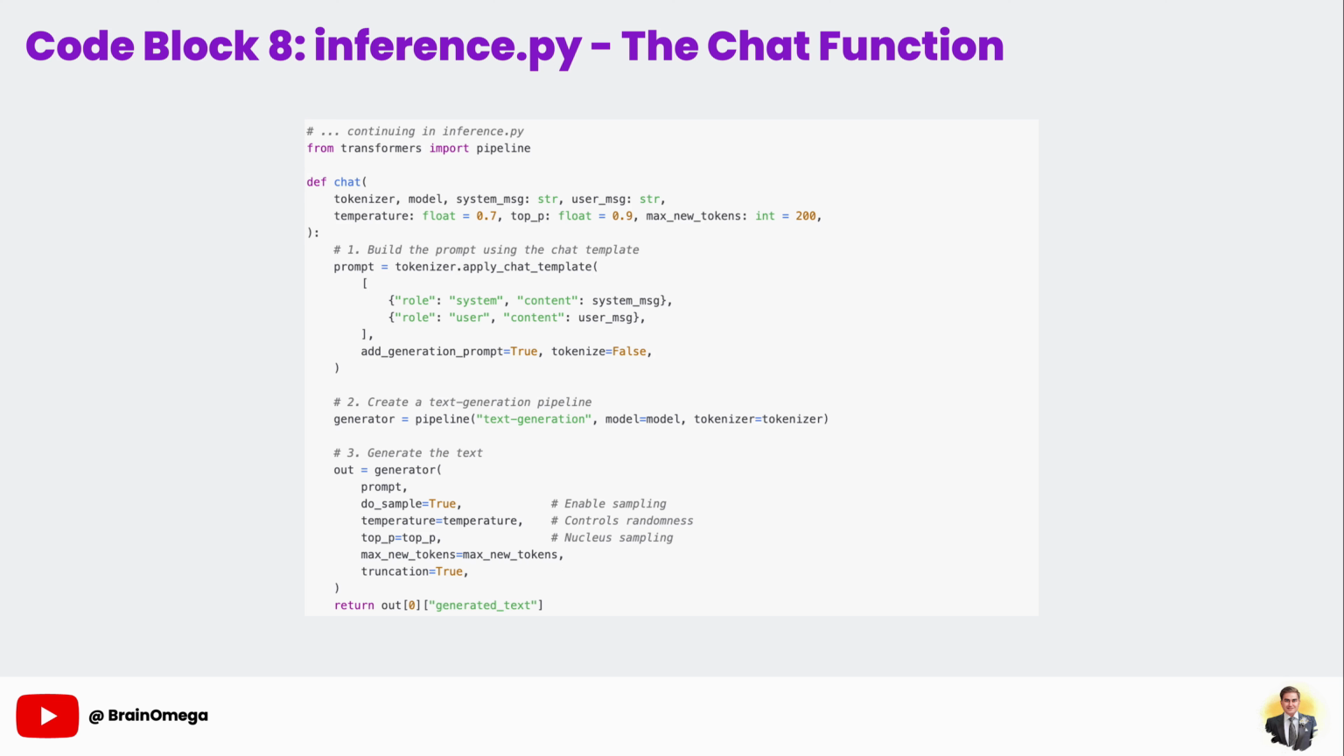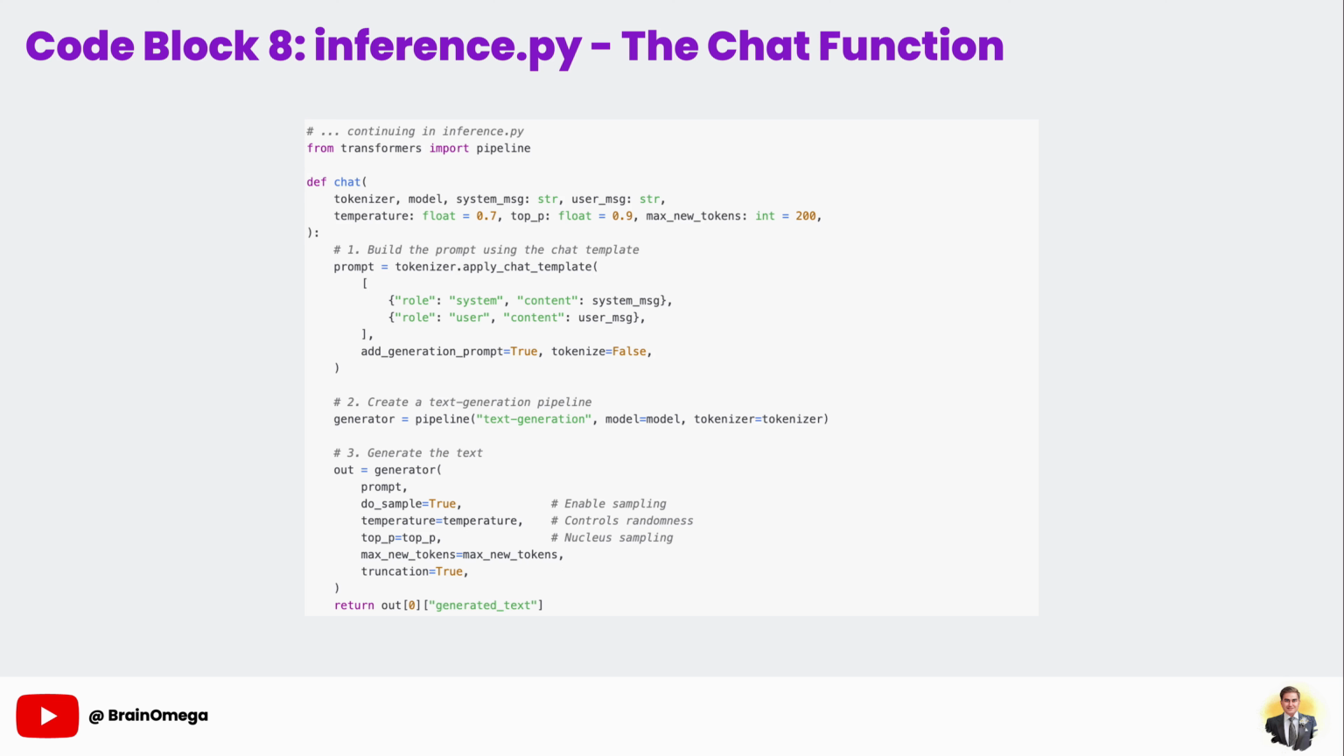First, just like in our data processing step, we use tokenizer.apply_chat_template to format our system message and user message into a single, correctly formatted prompt string. Next, we use a very convenient high-level tool from the Transformers library, the pipeline. A pipeline abstracts away a lot of the manual tokenization and decoding steps. We create a text generation pipeline and give it our fine-tuned model and tokenizer. Finally, we call our generator with the prompt.